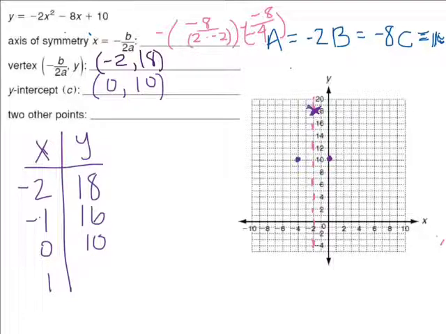Now let's do 1. 1 squared is 1. 1 times negative 2 is negative 2. We have 1 times negative 8, that's going to be negative 8, so it's going to be negative 10 there and a 10 makes 0. So it's going to be 1, 0. All right, so we have negative 1 and 16, and 1, 0. 1, 0 is our root.